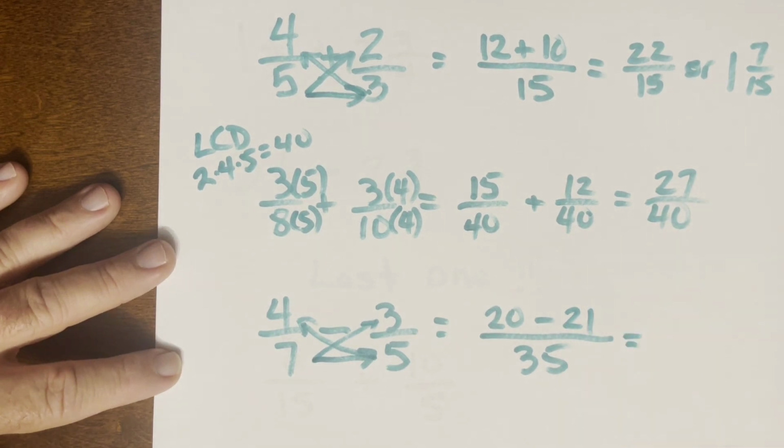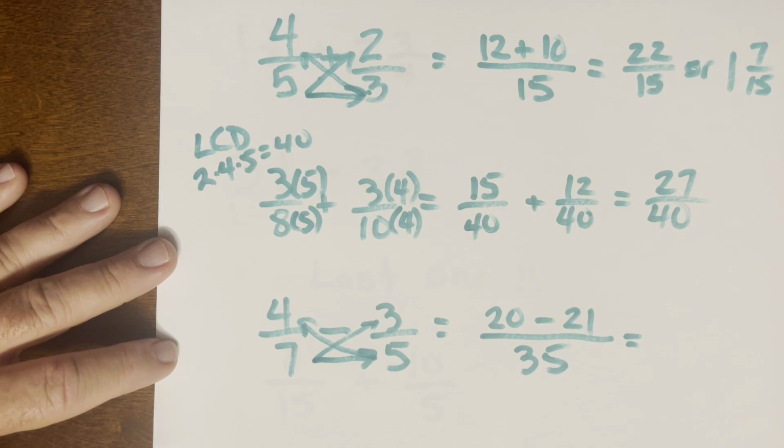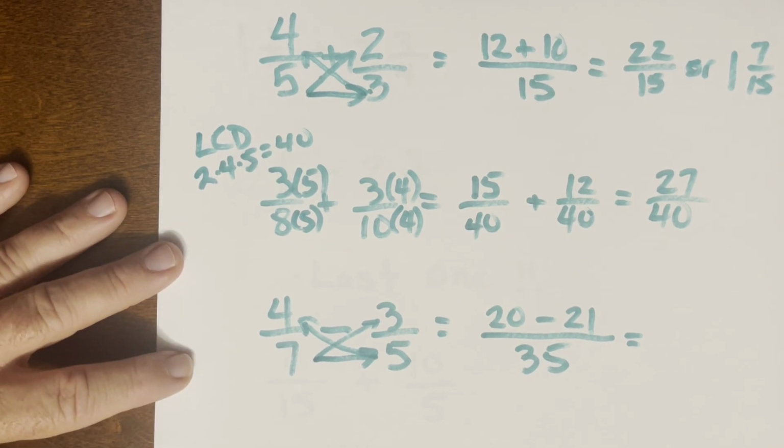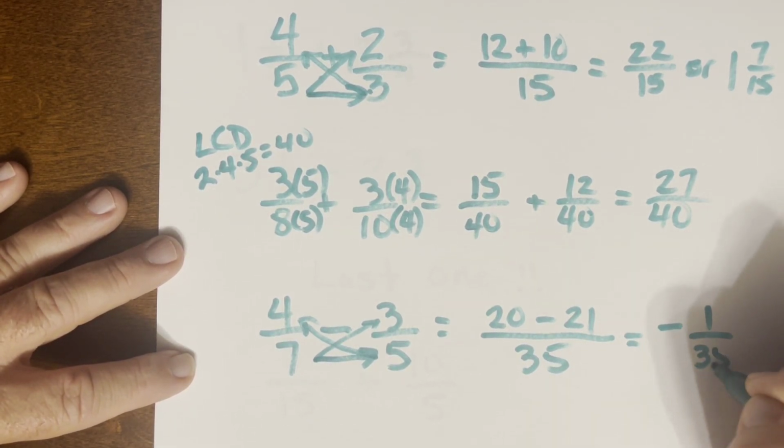Oh, we've got a problem. The bigger number is 21, and we're going to subtract 21 from 20. Uh-oh. We're not going to be positive about this. We're going to be negative. Okay? So 20 minus 21 is a big negative 1 on the top, 35 on the bottom.